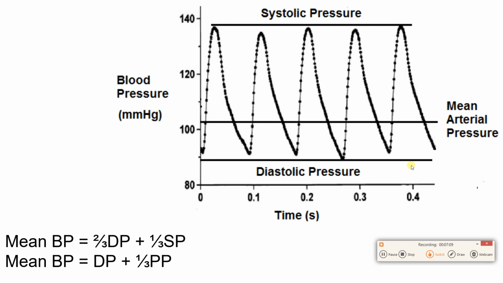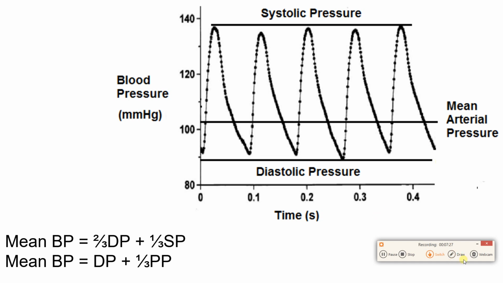I can then do a little more math. I can figure out the average blood pressure. Now, it's not a straight normal average, right? You might think, okay, I got systolic and diastolic, let me add them together and divide by 2. But that's not what we're doing.